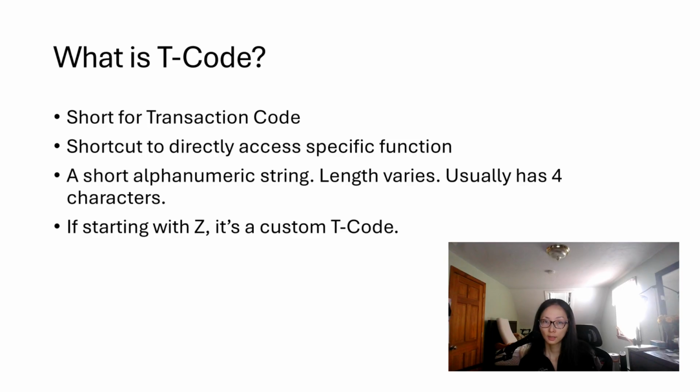If a T-code starts with Z, it's a custom T-code. SAP ships about 16,000 standard T-codes, but if you don't find one that meets your business requirements, you can create custom reports, custom programs, and assign custom T-codes to those.